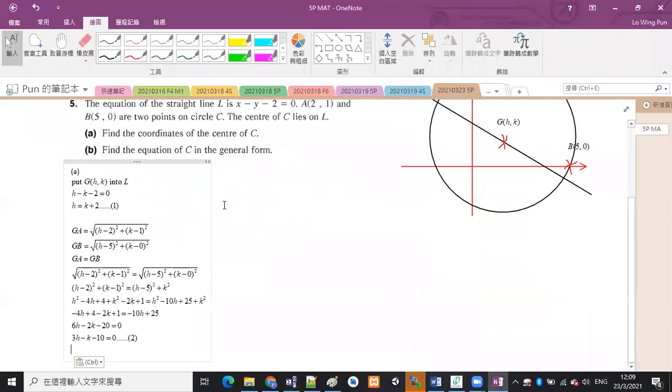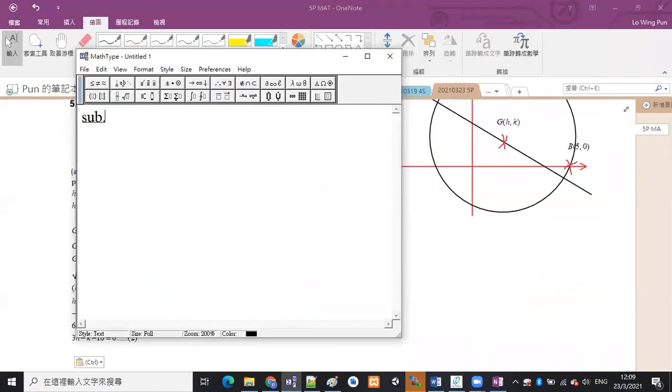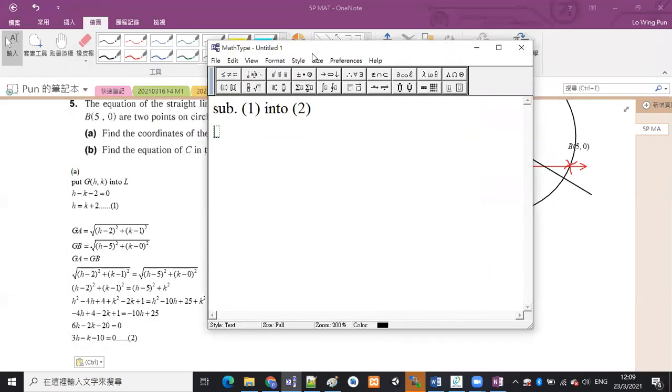Okay? But we have already made h to be the subject of equation 1. So we just substitute equation 1 into equation 2. From equation 2 we have 3h, but h is replaced by k plus 2, and then minus k minus 10 equals 0. Expanding the bracket, 3k plus 6 minus k minus 10 equals 0.